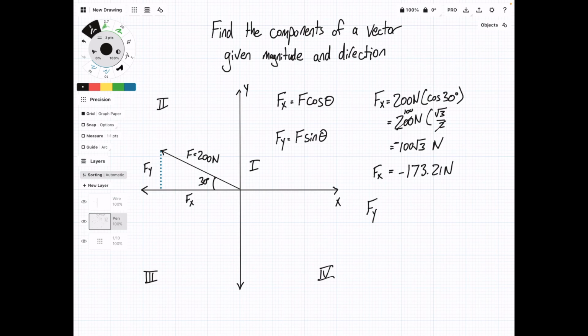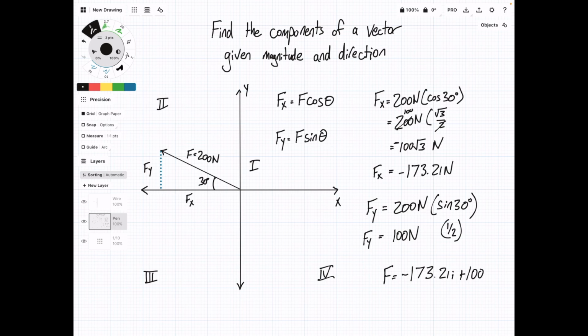Okay, easy enough. Let's do f of y. This is going to be 200 newtons times the sine of 30 degrees. Sine of 30 degrees is 1/2. So half of 200 is 100 newtons, f of y. Rewriting this using i and j, we have F is equal to negative 173.21 i plus 100 j.